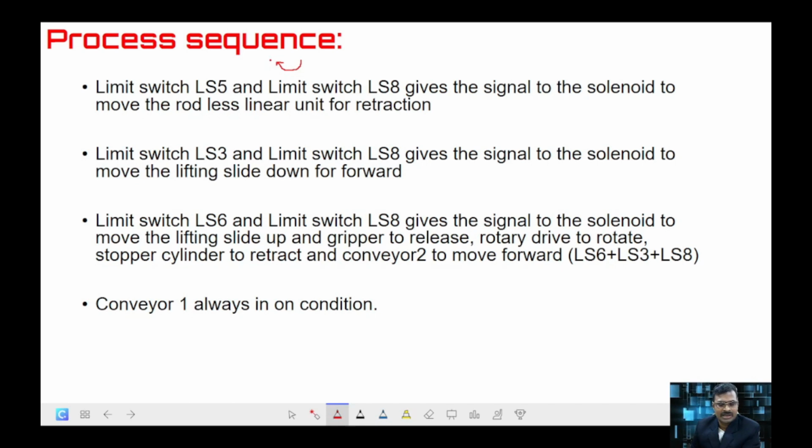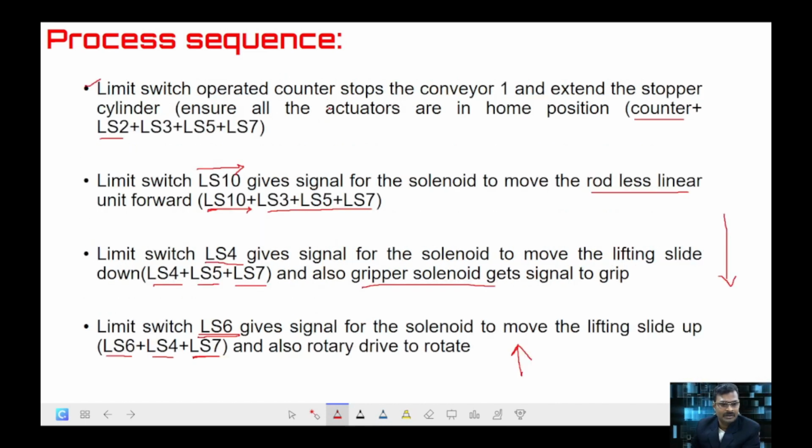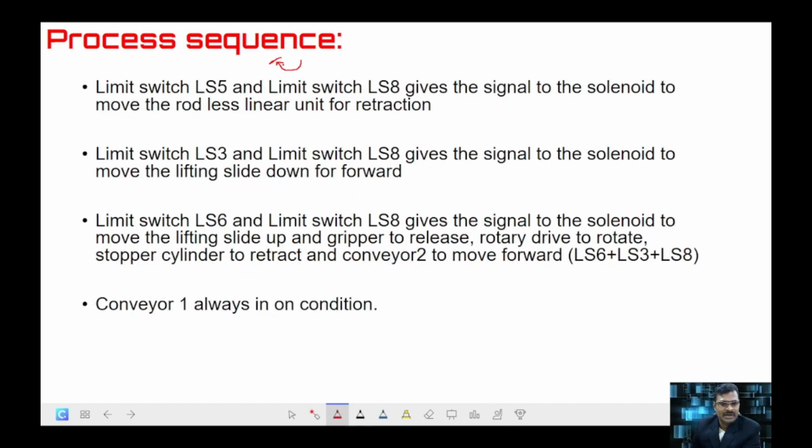Once it is moving anti-clockwise, it will reach the LS5 position and the limit switch. So LS5 is the home position of this one, and LS8 is the semi-rotary actuator's extended position, or the rotated position. When these two conditions are reached, the object is picked and it is in this position. It has to move back to the right side direction, and once it is reached here, it has to go down like this.